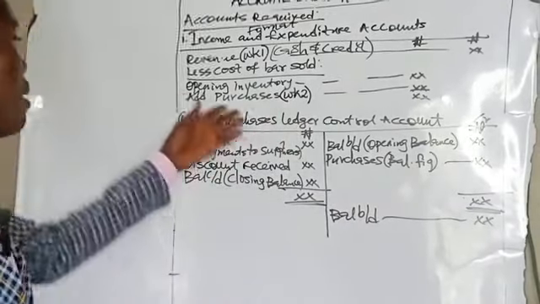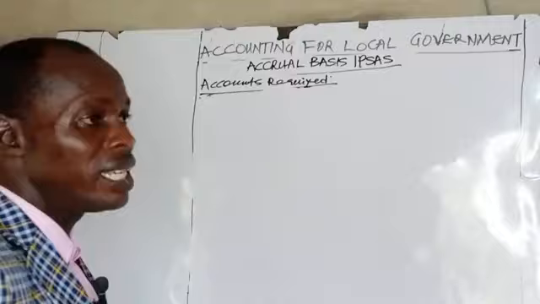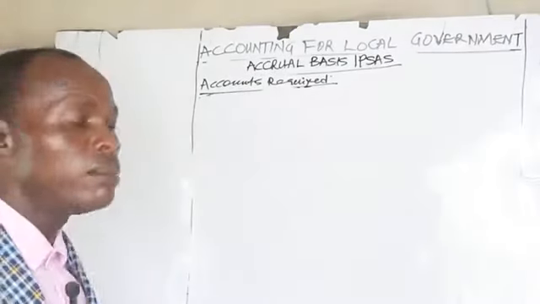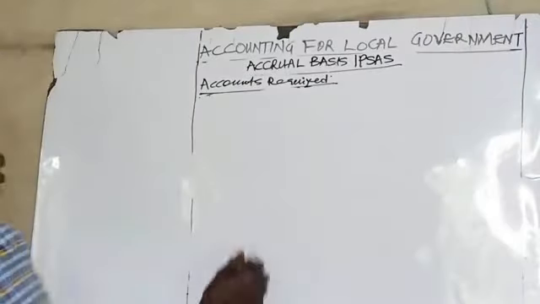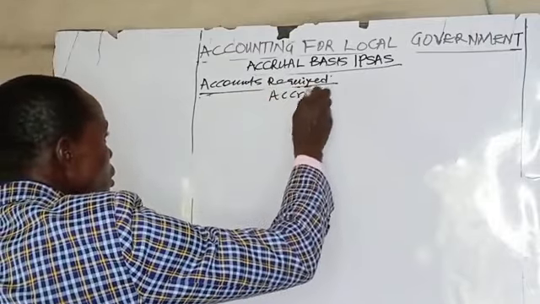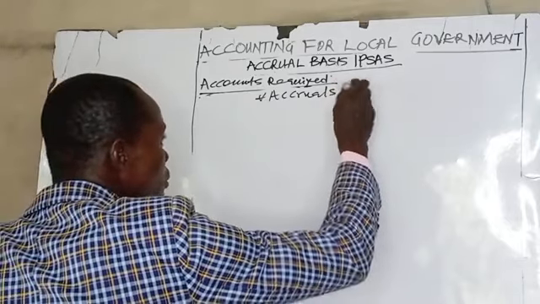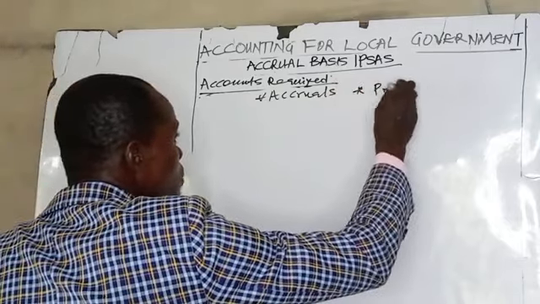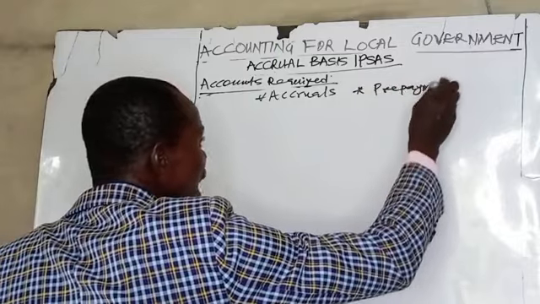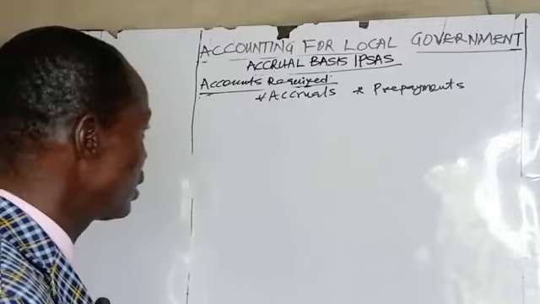This is the purchase ledger control account. The third item that might require adjustment is the expenditure. The adjustments which may affect expenditure, that is expenses, are accruals and prepayments.